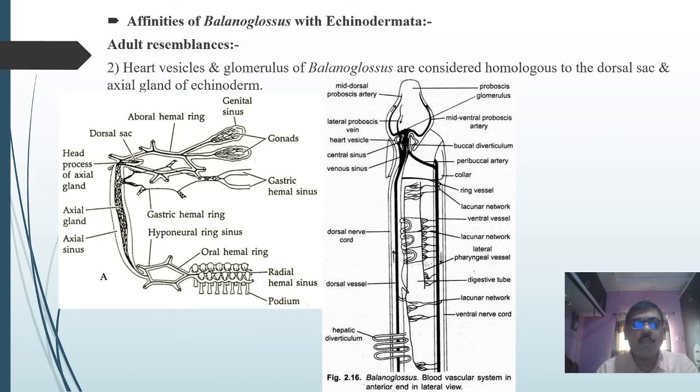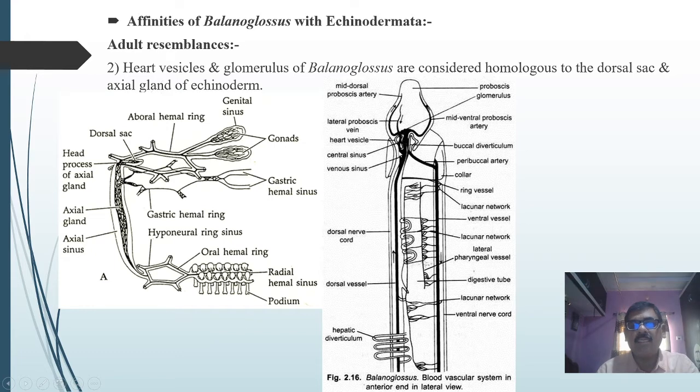So in echinoderms, the heart vesicle as well as the glomerulus is considered homologous to the dorsal sac, and this is the axial gland. So they are homologous to the dorsal sac and the axial gland of these echinoderms. The heart vesicle and glomerulus of Balanoglossus are comparable to the dorsal sac and the axial gland.